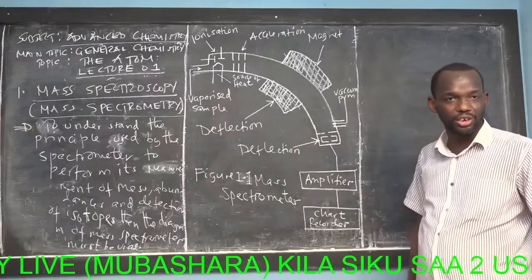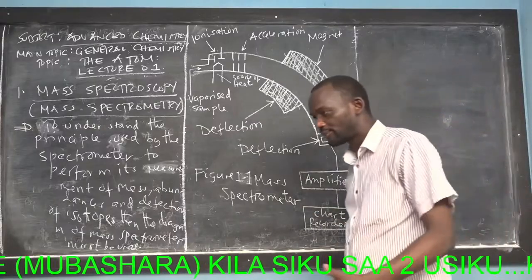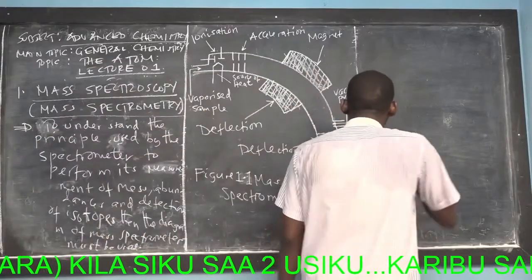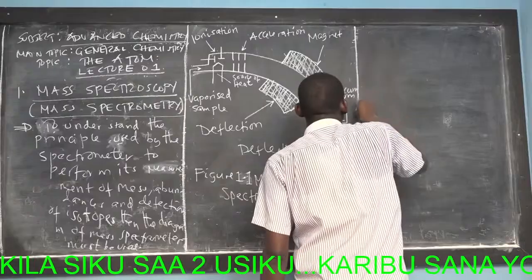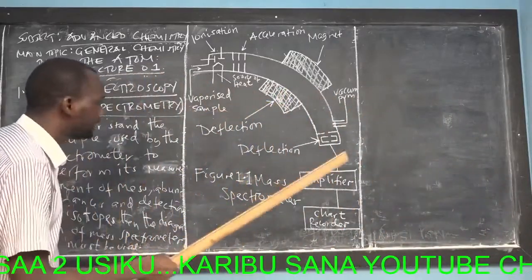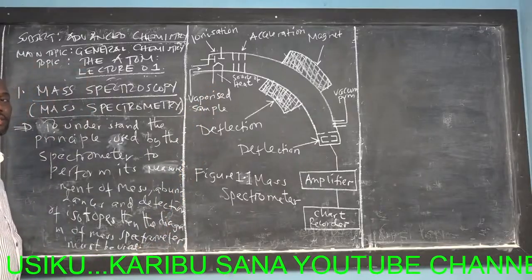If you'll be asked to draw it, you have to draw it. You're a chemist, so you have to draw it. So this is the figure now of the mass spectrometer. Let me explain to you how it works, and then we'll go to the details and explanations on learning those 5 parts. Okay?